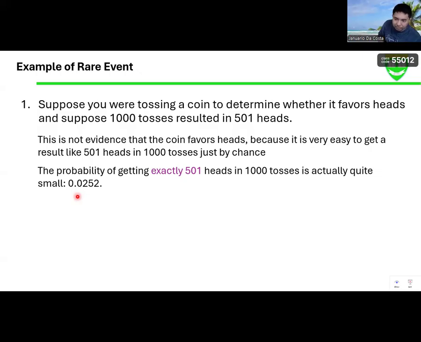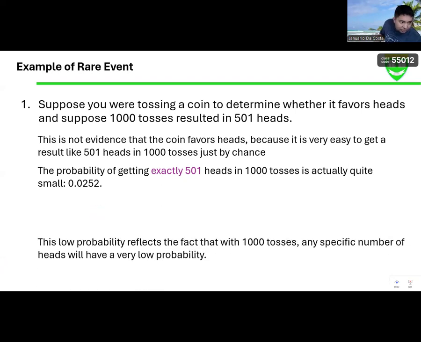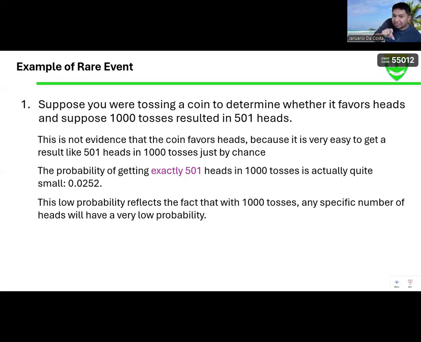Okay. So if this is a rare event, is this greater than 0.05 or less than 0.05? Less than. The probability is less than 0.05. Okay, so this low probability reflects the fact that with 1,000 tosses, any specific number of heads will have a very, very low probability.